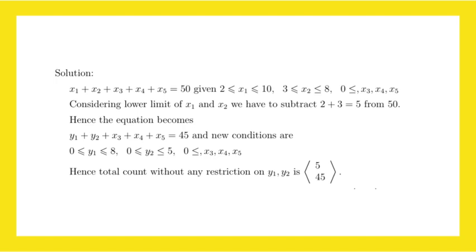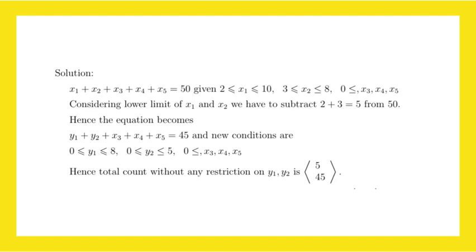Earlier the upper limit for x1 was 10, but because we have already put 2 ice creams in the bag, the upper limit for y1 would change from 10 to 8. For x2 it will change from 8 to 5, and hence the new conditions on y1 and y2 will be 0 less than equal to y1 less than equal to 8, 0 less than equal to y2 less than equal to 5, and x3, x4, x5 will be greater than equal to 0.